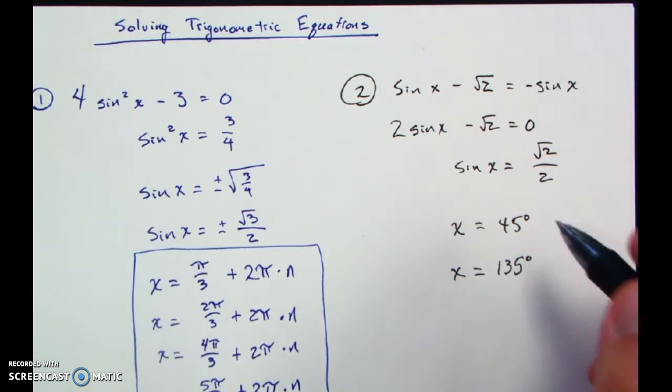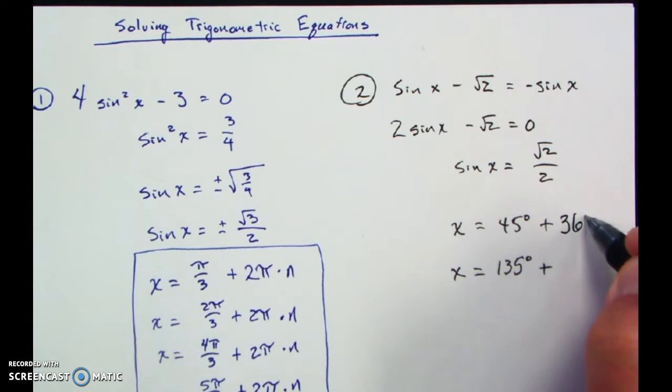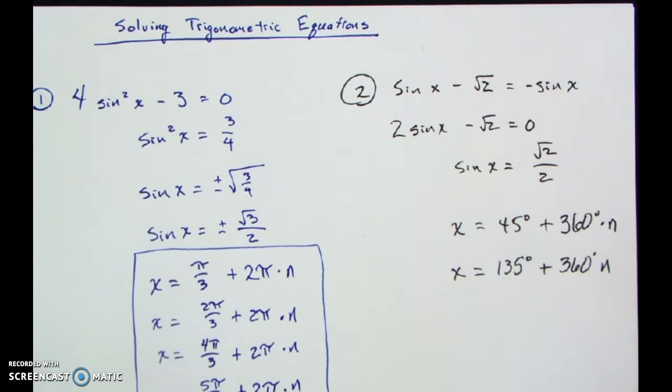And then again, it's every single time we take a lap. So I'm going to add, this time we're talking degrees, so I'm going to say 360 degrees times n, and that'll show us that every single time we take a lap, those are going to be answers where our sine value is equal to square root of 2 over 2.